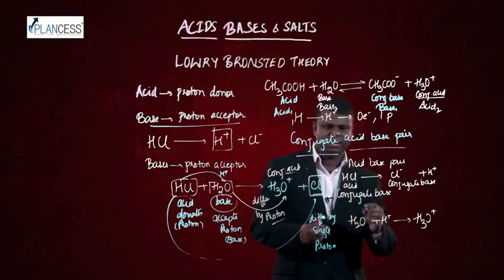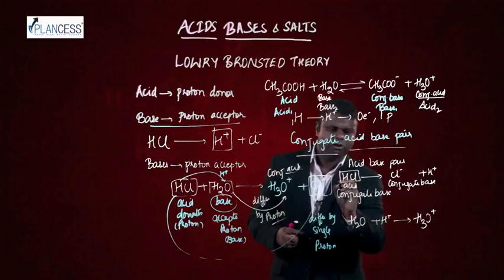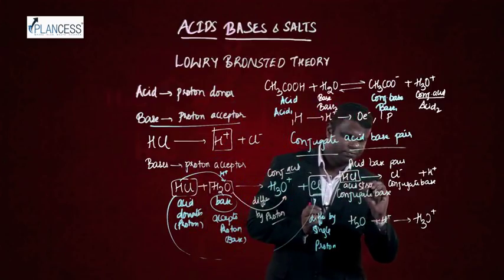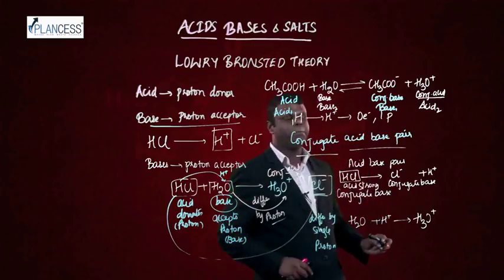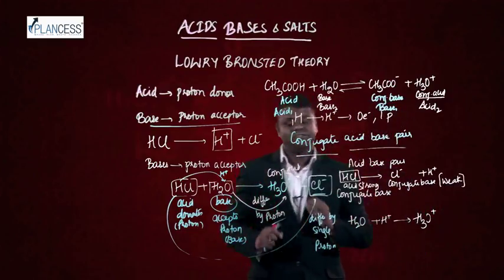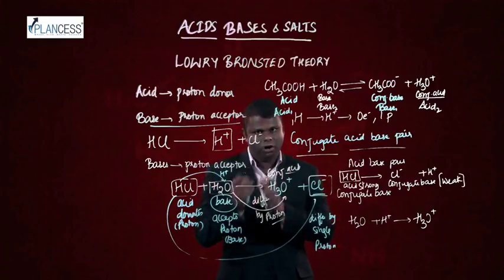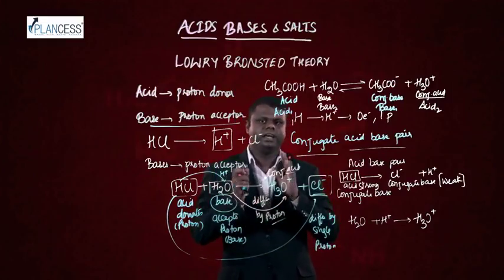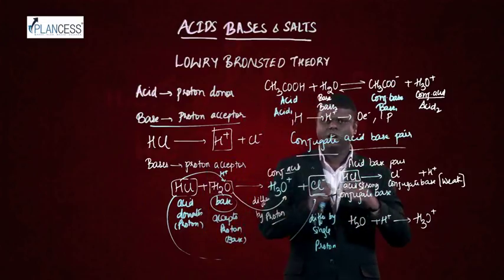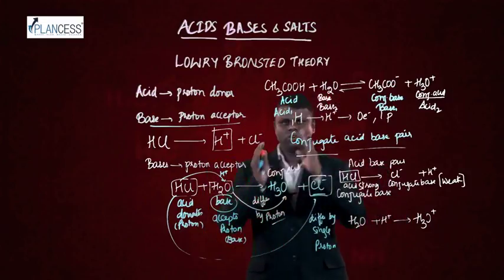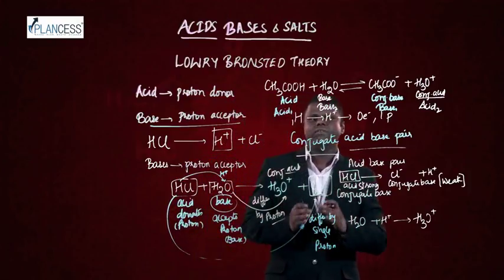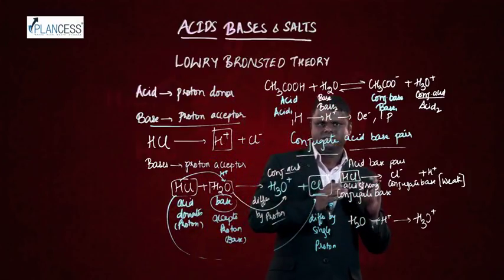Another important fundamental is that if you have a strong acid, then its conjugate base has to be weak. And if you have a strong base, then its conjugate acid will be weak. So it is a completely contrasting pair. A strong acid will have a weak conjugate base and a weak acid will have a strong conjugate base.